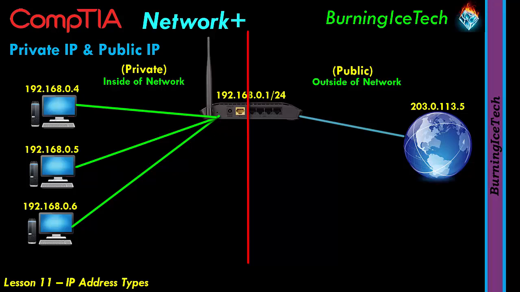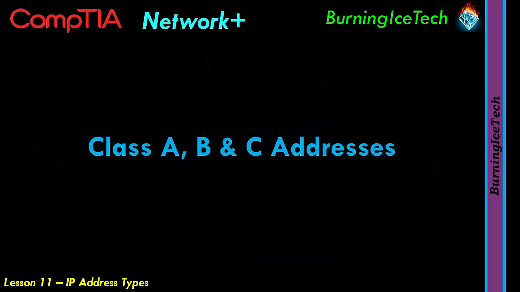Now, inside these categories of private and public IPs, you actually get various kinds. If you look at private IP addresses, you get class A, B, and C, which is our next topic. So, with that note, let's move on to class A, B, and C addresses.